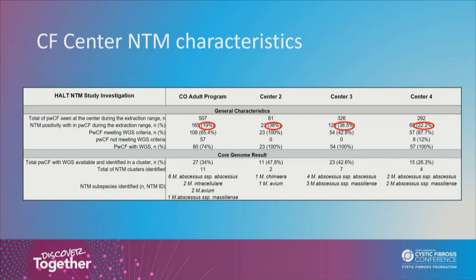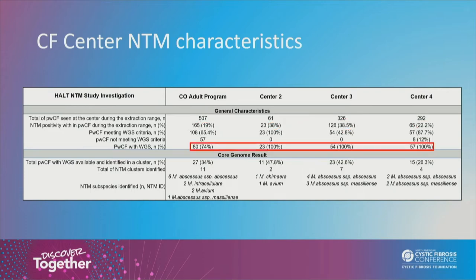Next, we want to look at the NTM positivity rate of people within that center. And what we can see is that it's quite high, actually, in all of the centers, ranging from 19% up to 38% NTM positivity. And this is clearly higher than what's been reported recently in the CF registry.